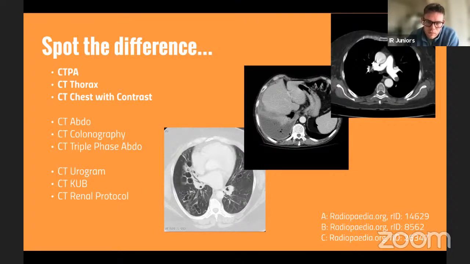Moving down to this one, you can see that there is some enhancement of the liver. There's also enhancement of the rims here of the pleural cavities. This is an empyema, and you can also see that there is a little bit of contrast in the aorta, showing that there has been some contrast use. So this is a contrast enhanced CT scan.